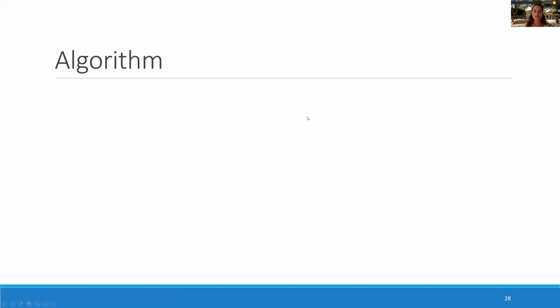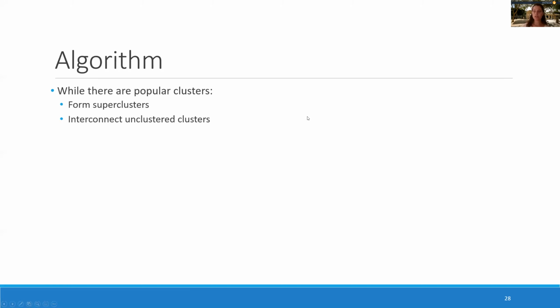So the basic tasks of the distributed algorithm are the same as in the centralized version. Specifically, while there are still popular clusters, we form superclusters, and then we interconnect the unclustered clusters, the remainder of the clusters. The interconnection step is relatively straightforward because we know that we're dealing with areas of the graph that are relatively sparse. They do not have many vertices that need to communicate with one another, and so we do not fear that congestion will occur.